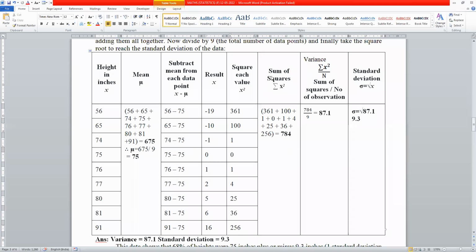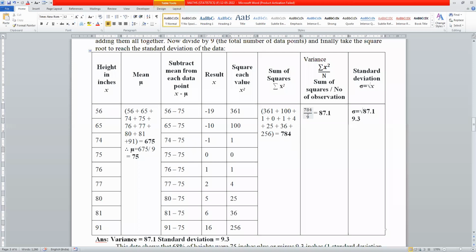Now, the next step is the sum of squares. You just have to add these numbers: 361 plus 100 plus 1 plus 0 plus 1 plus 4 plus 25 plus 36 plus 256. This is the summation, the sum of squares. If you add these, the result you get is 784. So this is the primary work that you have to perform for calculating the standard deviation.